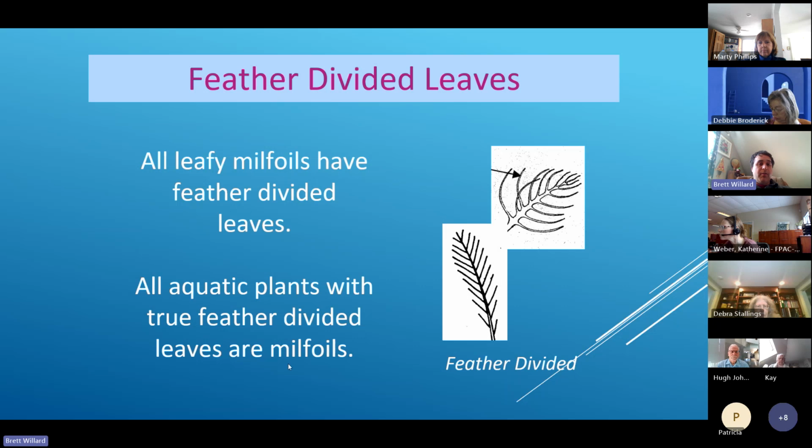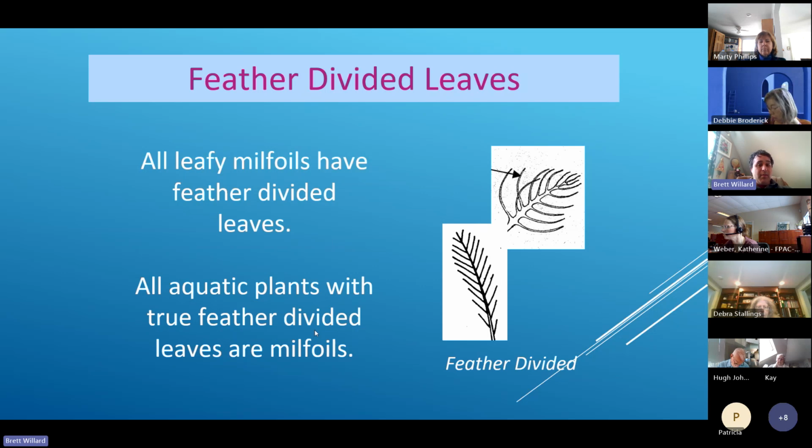When we're talking about feather divided leaves, this is important. All of our plants called milfoils have true feather divided leaves. So all milfoils have feather divided leaves, and all aquatic plants with true feather divided leaves are milfoils. This is really important.